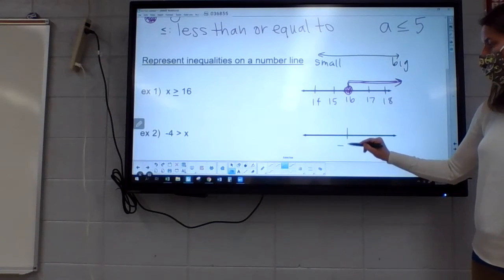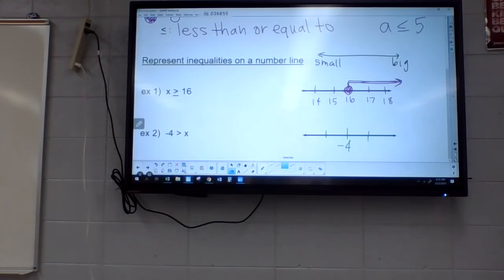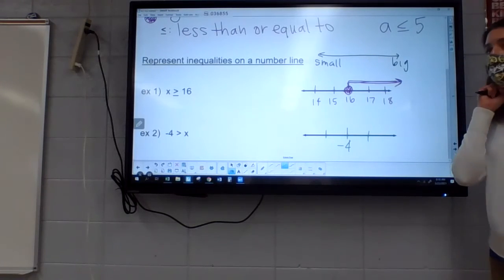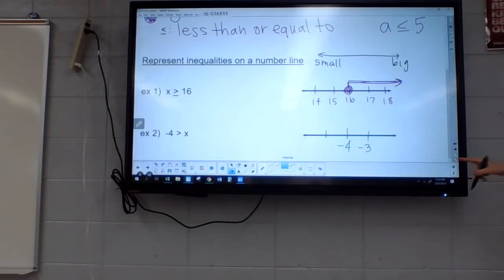I'm going to put a -4. But then I have to think about what's bigger and smaller than -4. So what's bigger? What's going this way from -4? And I suggest you think about temperatures, like in terms of really cold weather. Which one? -3. Yep. So going bigger, the negative numbers look like they're getting smaller, because 0 would be over here.